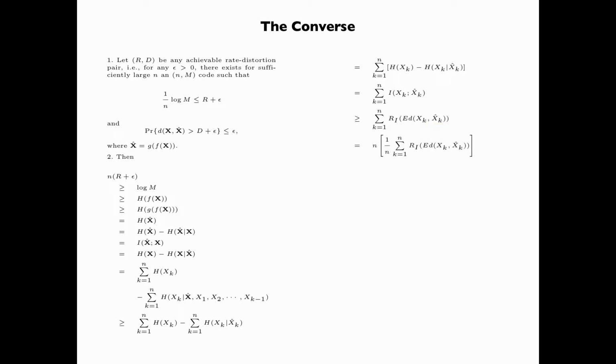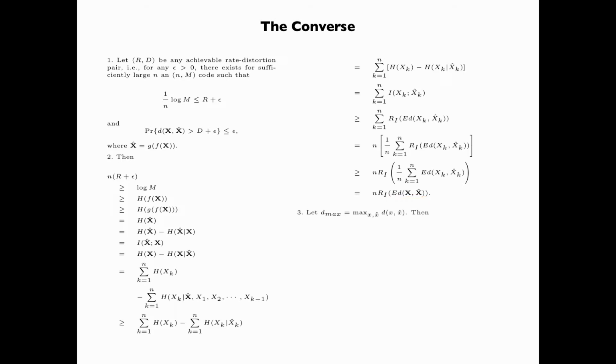In the next step, we multiply the summation by 1 over n and then by n. Then by invoking the convexity of the function R_I, we obtain the lower bound n times R_I of 1 over n summation k equals 1 up to n of the expected distortion between xk and xk hat. Here, what we have done is to move the averaging inside R_I. Now 1 over n summation k equals 1 up to n of the expected distortion between xk and xk hat is simply the expected distortion between the source sequence x and the reproduction sequence x hat.